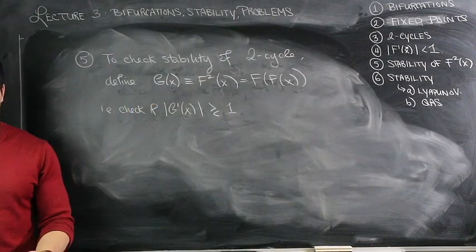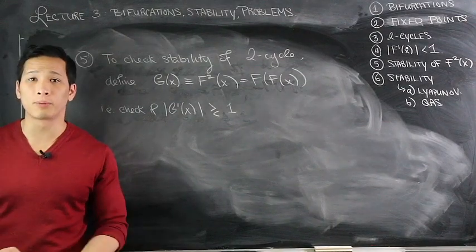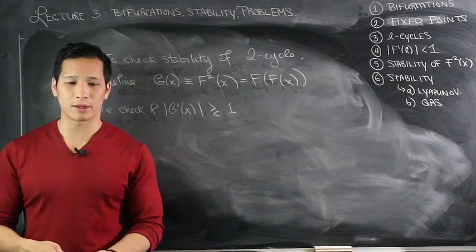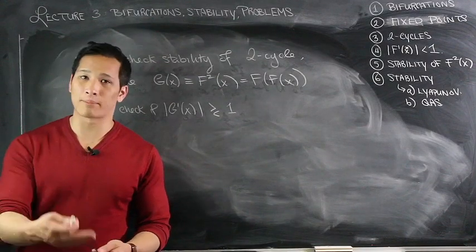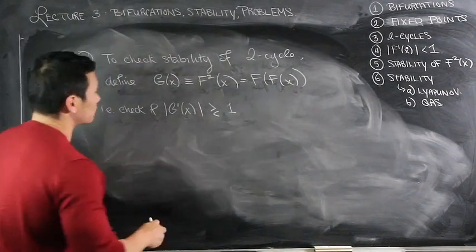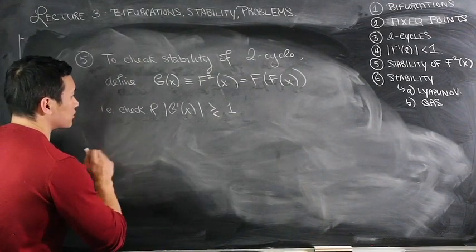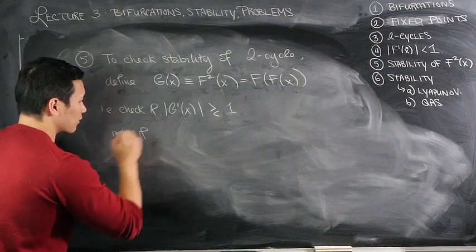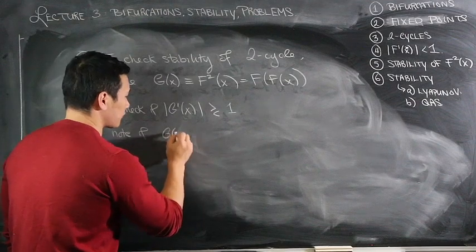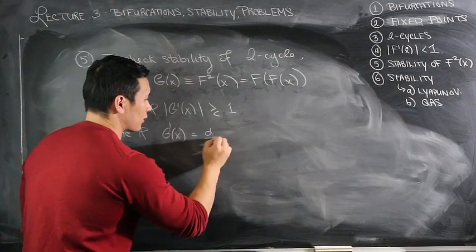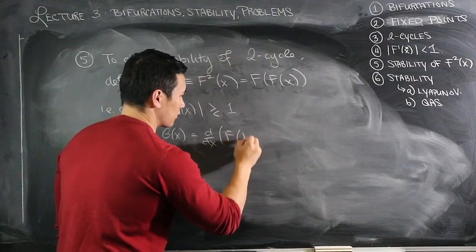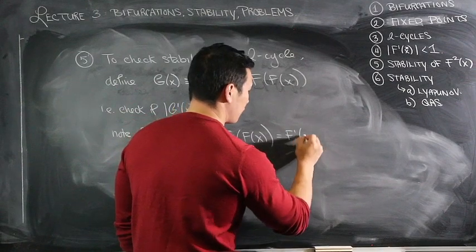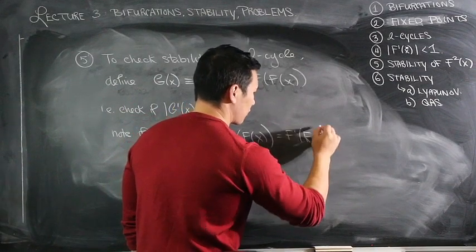But how does this actually work? How does it work if you have 2 points? You have to check both points? So if you have a 2 cycle, you have an x1 and an x2, and you go back and forth between x1 and x2. And the question is, do you have to check both? Right? So note, if I take the derivative of the function g of x, then by the chain rule, this is just f prime of f of x times f prime of x.